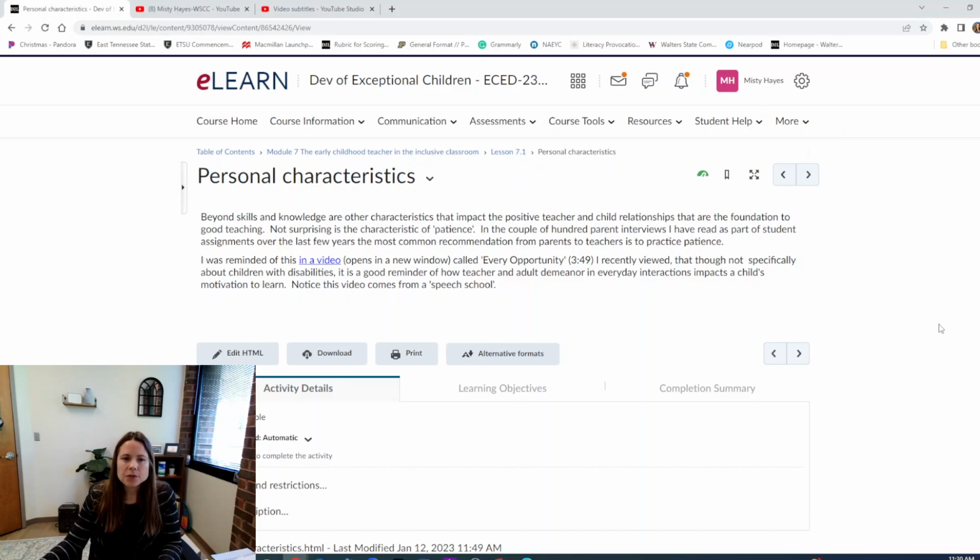We also look at the personal characteristics, right? So yeah, it's good to be able to have good social skills and collaborate with others, right? That's just part of good teaching. But good teaching is more than that. We really have to try to figure out, how can I learn how to be more patient, right? And that's something that they found when they interviewed lots of parents of children who have exceptionalities, is that some parents felt that the teachers didn't have enough patience, right? And this is something they need to work on.